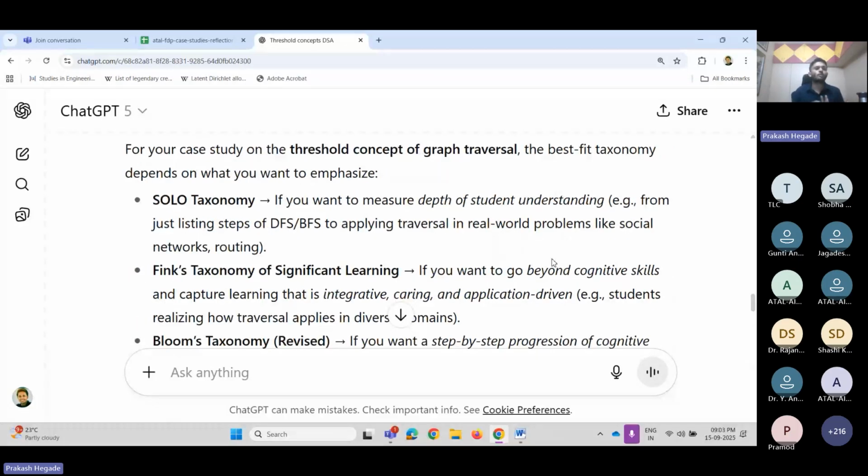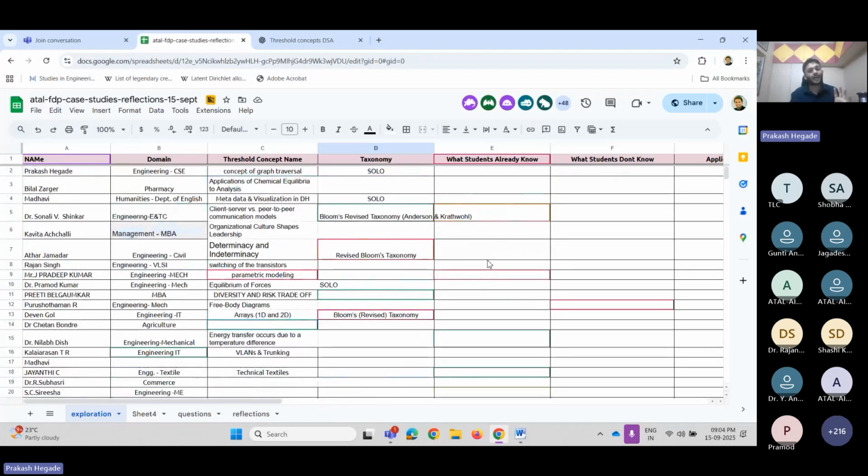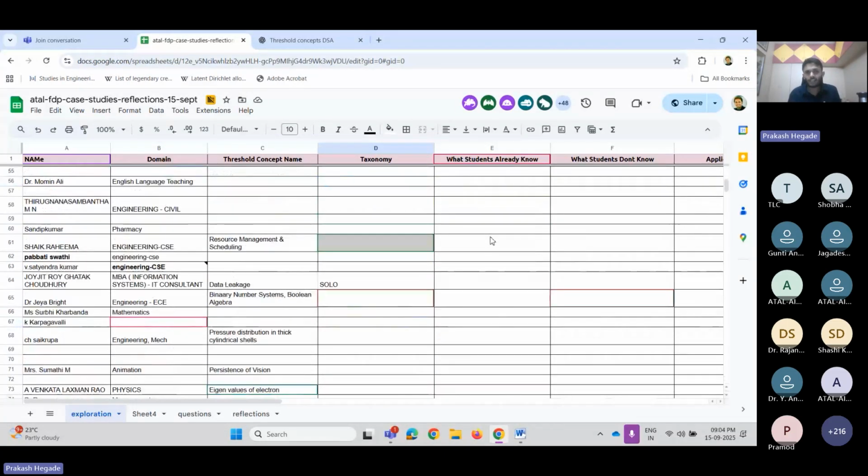Don't write the taxonomy which you want to follow. Pick up that one best taxonomy to understand this concept. Please do write that one and not Bloom's, not the direct Bloom's one. Write the one which the LLM suggested to you. If it has suggested any alternative, well and fine.